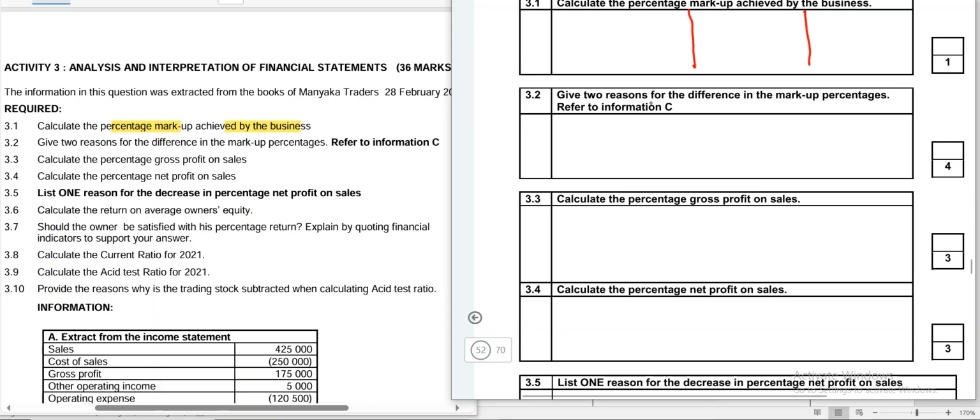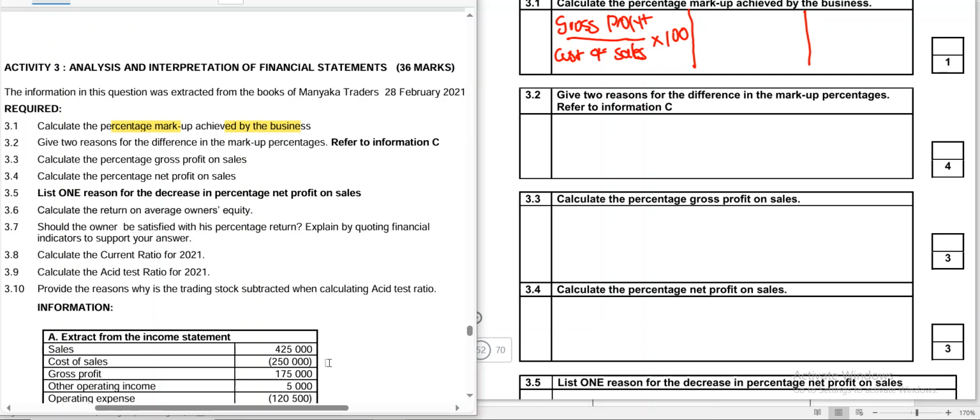So remember, the formula for this says that we are supposed to have our gross profit over our cost of sales, and then it says that we are going to multiply this by 100. So the next thing that we need to do, we need to remember, where are we going to get this information? This information will come from our income statement.